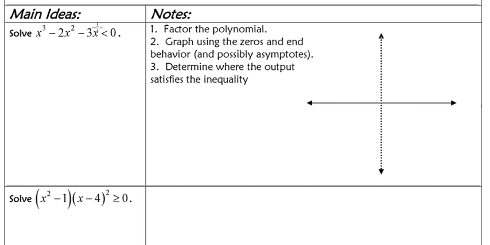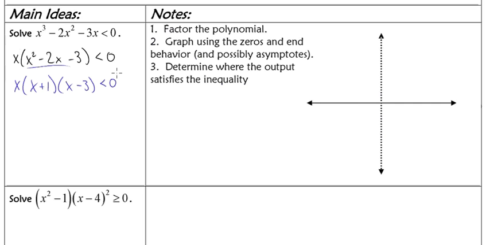We're gonna make a sign graph. But here we go. Let's first off just factor out an x. So we'll have x times (x squared minus 2x minus 3) and is less than 0. Now this factor will continue factoring down. So we have x times (x plus 1) and (x minus 3). And actually, let's make this first x a little bit bigger. Is less than 0.